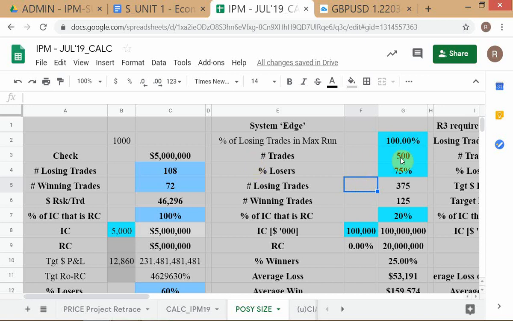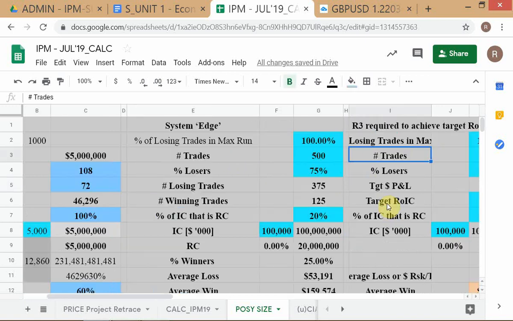Okay, so first we have to project the number of trades. So let's say that we are projecting, and this is obviously for a particular period. Okay, this is all for one period, let's assume it's 1 year.